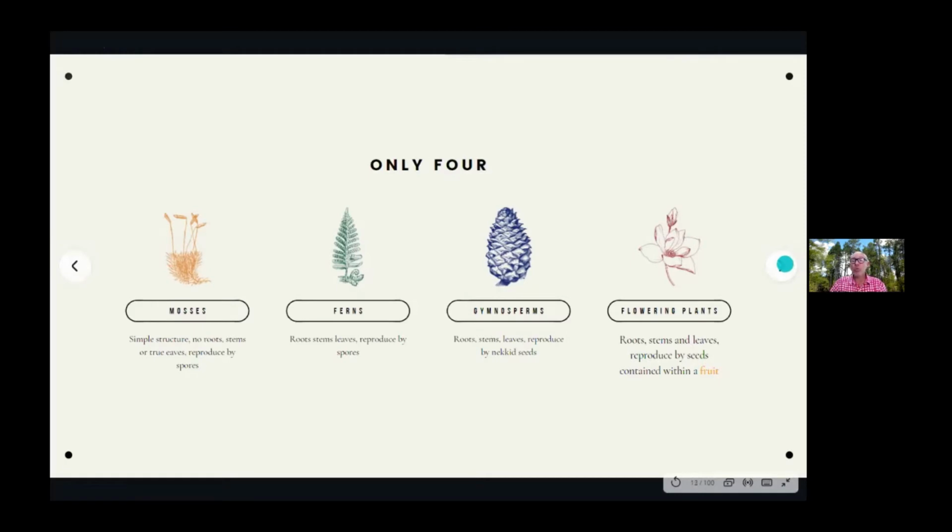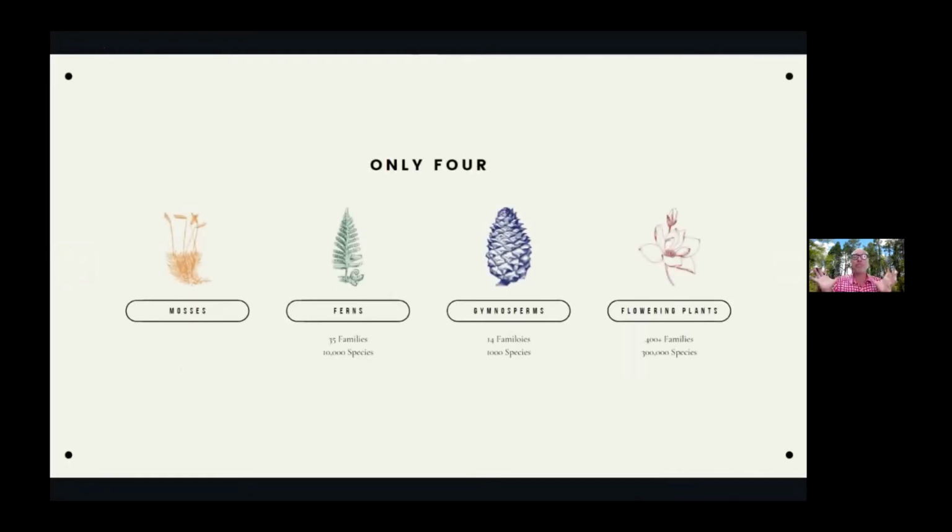So there we have a major breakdown of the four big groups of plants. The majority of the plants that most humans are concerned with identifying are only the three: ferns, conifers or gymnosperms, and the flowering plants. It takes a very, very special person to study the mosses, and I'm glad they exist, and I'm not it.